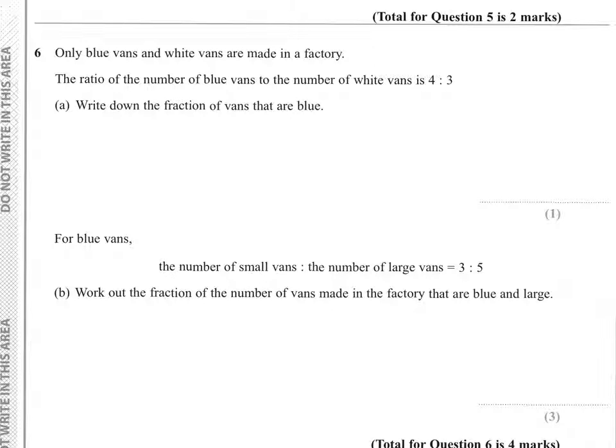Question 6. Only blue vans and white vans are made in a factory. The ratio of the number of blue vans to the number of white vans is 4:3. Write down the fraction of vans that are blue. Well, we have 4 out of a total of 7 parts, so I'd go with 4/7 in this situation.